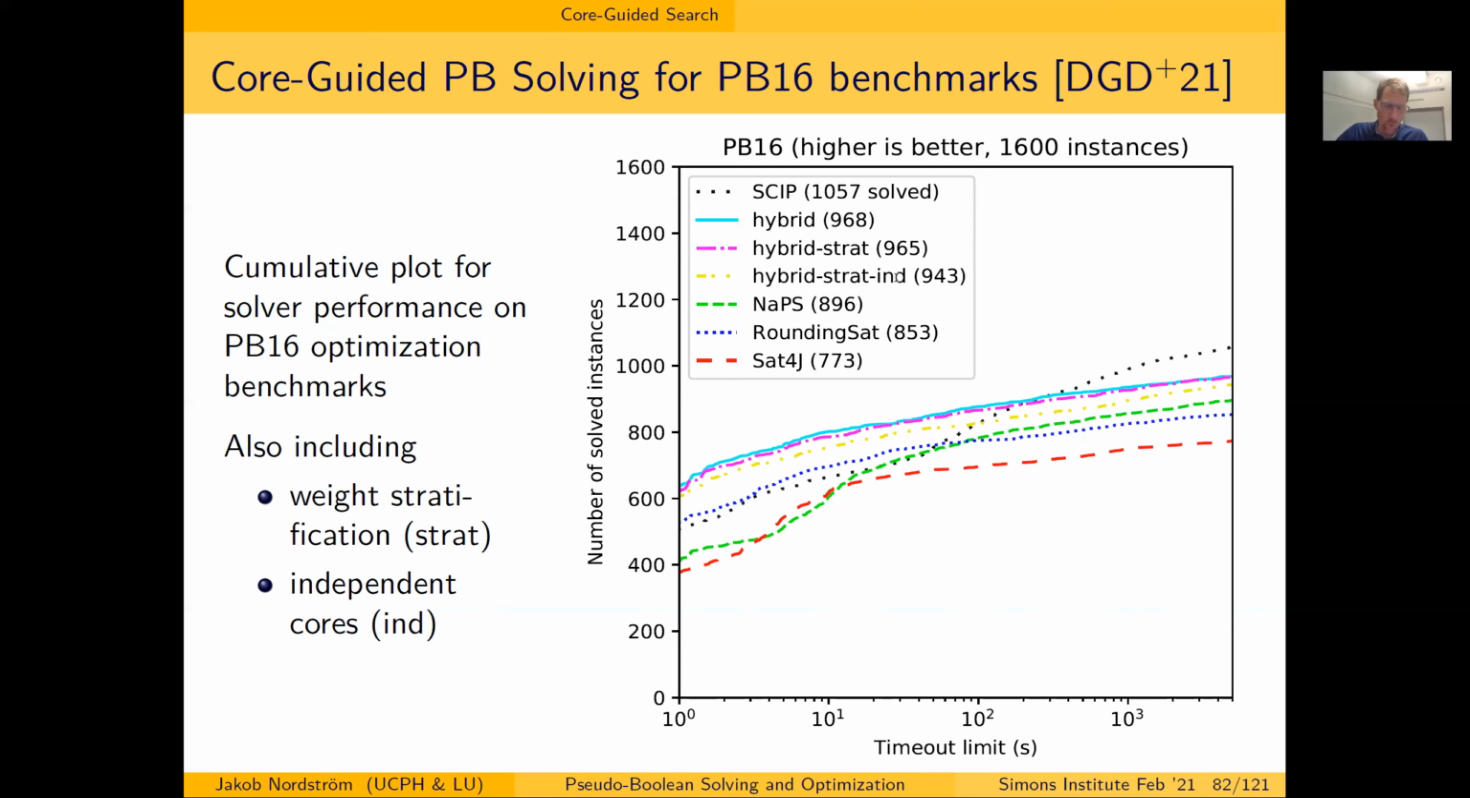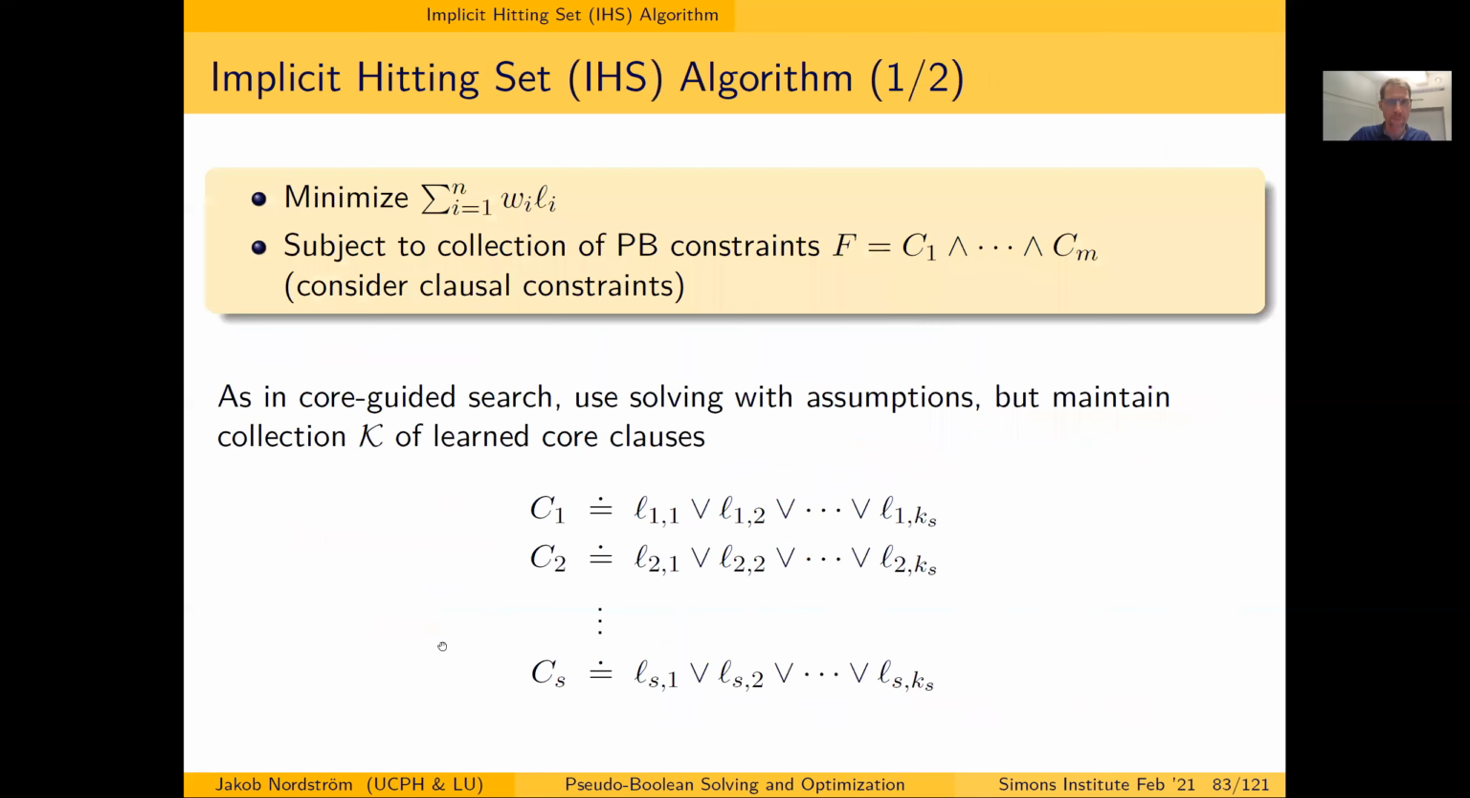So one possible explanation for this could be maybe selection bias, that there is a selection bias in these competition benchmark sets, or maybe we somehow didn't implement independent cores as it's done in the best state-of-the-art max-sat solvers, or maybe it's something else entirely. We don't know. That's what I wanted to say about core-guided pseudo-Boolean optimizers.